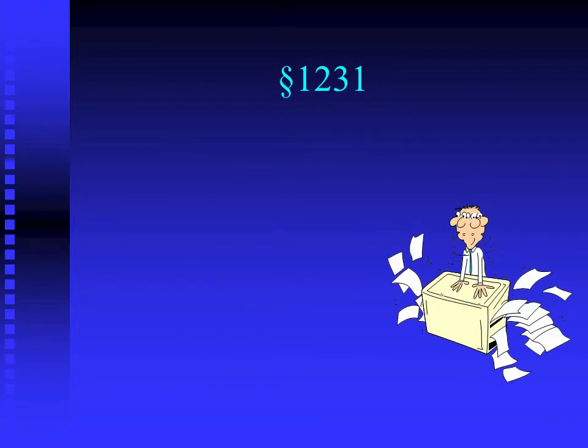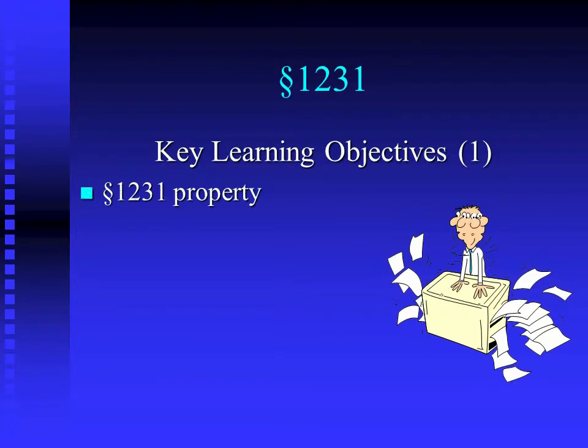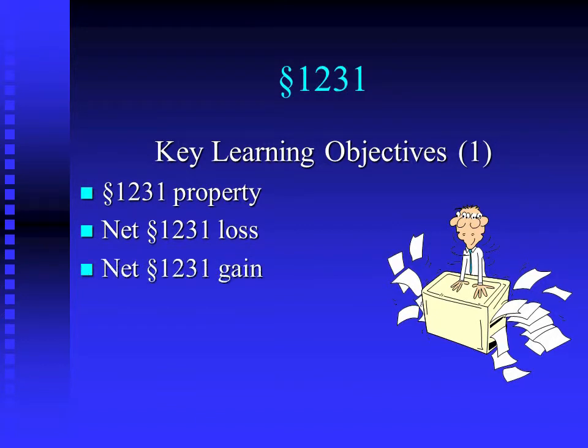Now we're going to start our more in-depth coverage of Section 1231 assets. First of all, we will define again what 1231 property is. We will talk about what happens if you have a net 1231 loss. And the net here is just like a net capital gain, right? You put all your 1231 gains and losses together for the year. If you net negative, we have one set of rules. If you net positive, we have another set of rules.